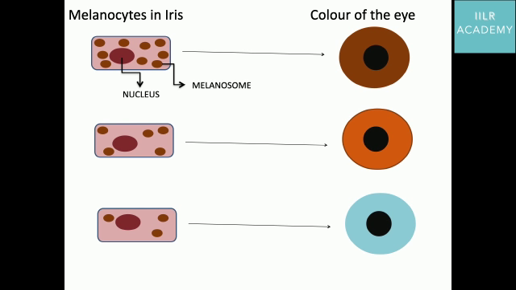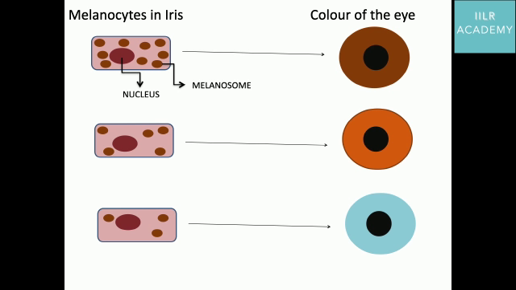Let's have a look at this diagram. As you can see, on the left hand side there are a number of melanocytes in the iris, and on the right hand side it shows the color of the eye. In the first picture you can see there are a lot of melanosomes, hence more amount of the brown pigment melanin, and the color of the eye is deep brown.